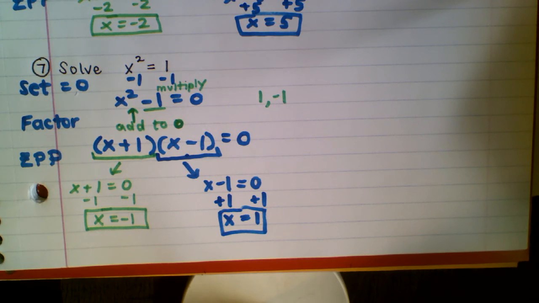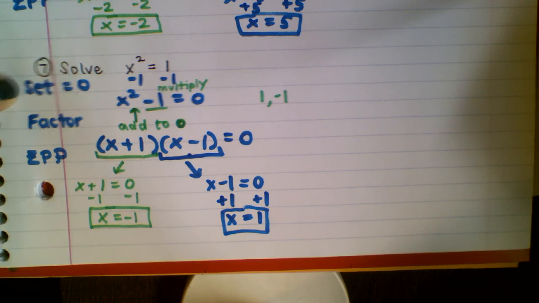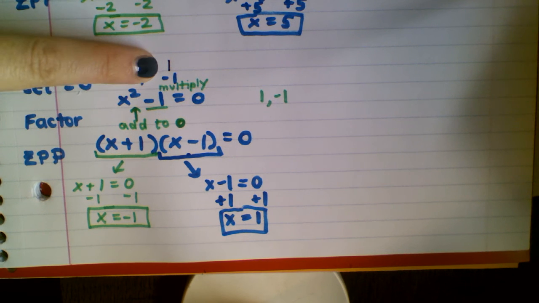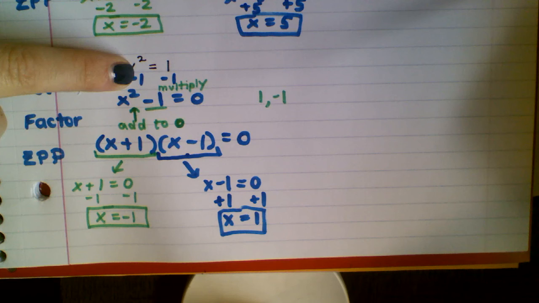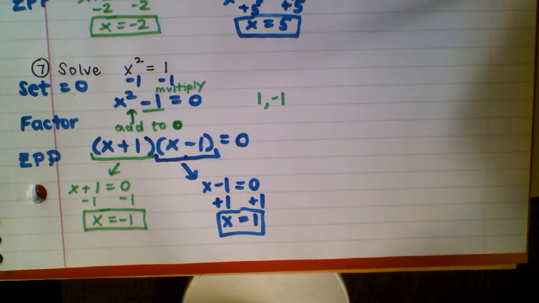So the additional step today is that you have to set these equal to 0 first, which will have different numbers to add and subtract before you factor and use the zero product property.